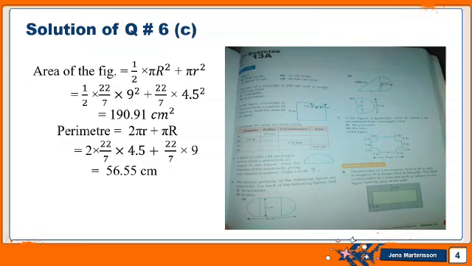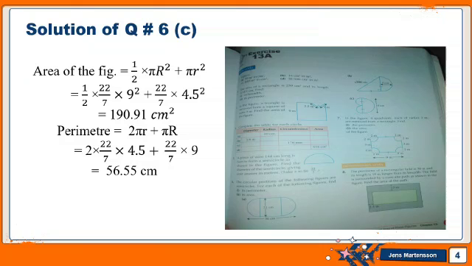And for the bigger semicircle you'll write pi R. Capital R is for the bigger semicircle. So just put the values. You know the radius of the smaller circle will be 4.5, and the radius of the bigger one is 9. So just put the values and you'll get 56.5 centimeter.